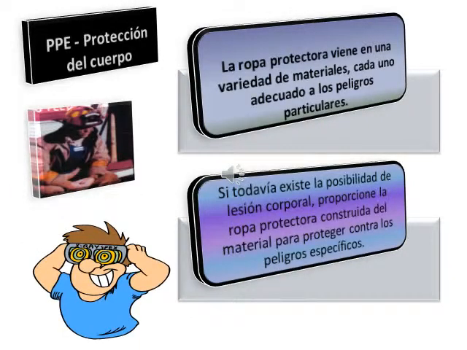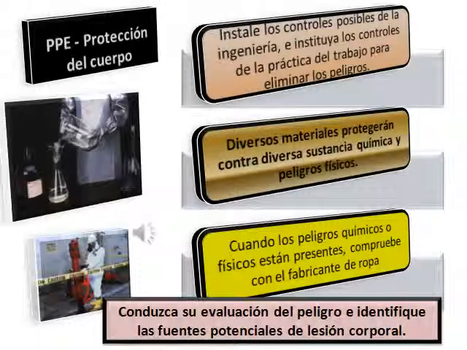Protective equipment comes in a variety of materials, each suited for particular hazards. If the possibility of body injury still exists, provide protective equipment constructed of material to protect against specific hazards. Install feasible engineering controls and institute work practice controls to eliminate the hazards. Different materials will protect against different chemical and physical hazards. Conduct your hazard assessment and identify potential sources of bodily injury.